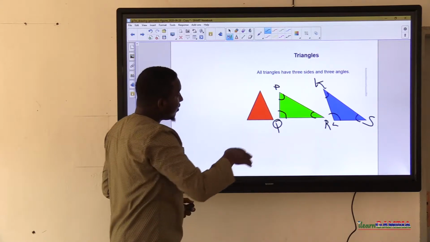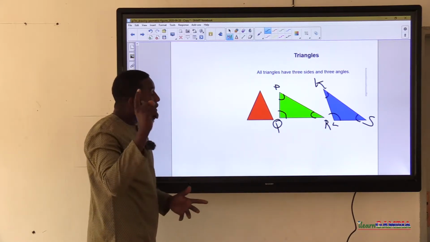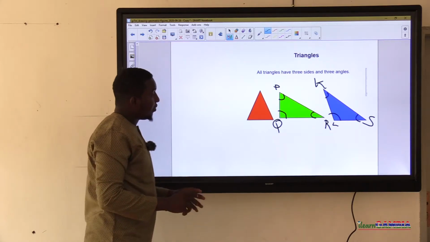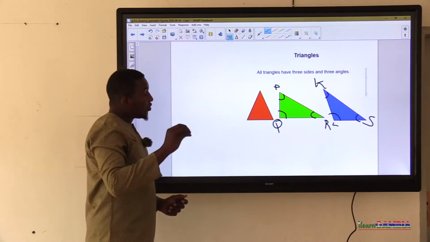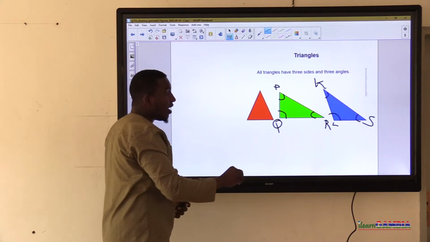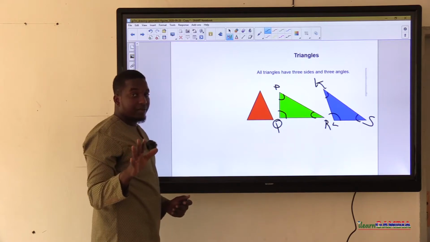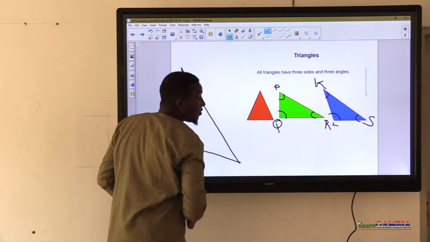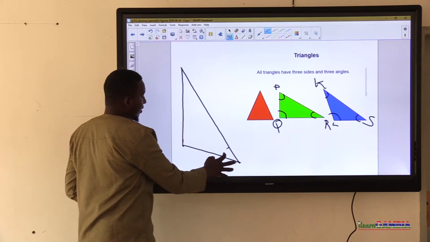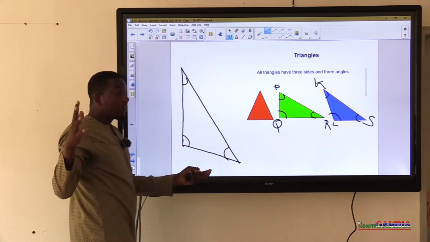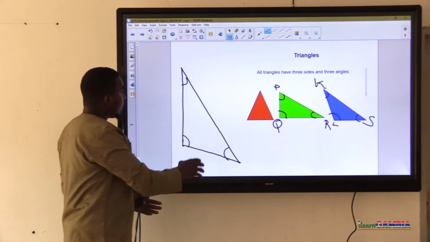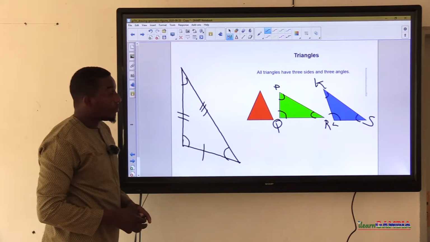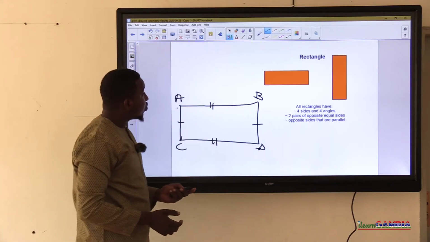So all the 3 shapes that we have here are triangles because they all have 3 sides and they all have 3 angles. Now, regardless of how the shape is given to you, whensoever you can determine that it has 3 sides and 3 angles, obviously it is a triangle. I can have it like this. It is still a triangle because it has 3 sides and it has 3 angles. No matter how big the diagram is, no matter how small it is, so long it has 3 sides, it is called a triangle.